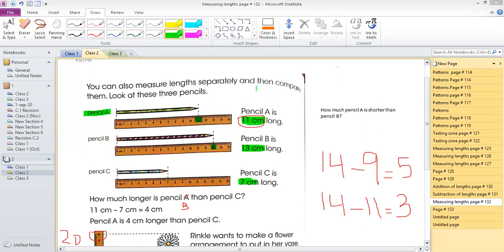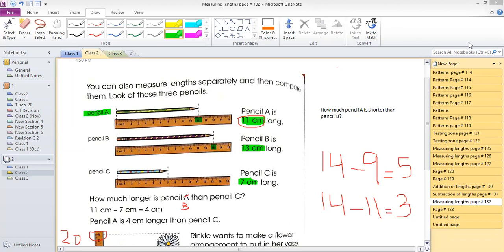What you have to do is compare how much longer or how much shorter one pencil is than another pencil. So you see 11, 13 and 7. That means pencil B is the longest among all. If I ask you how much longer pencil B is than pencil A, using the first method, you can check after 11 how many centimeters you move to reach 13. So the answer will be 2.